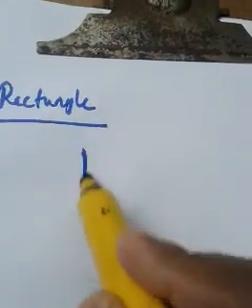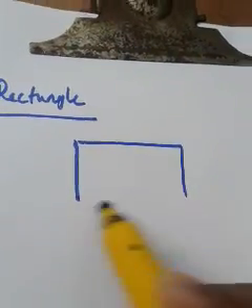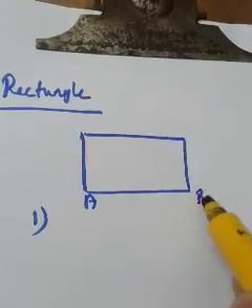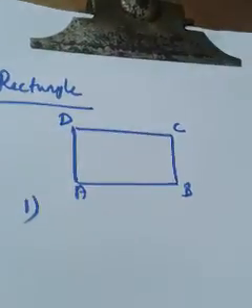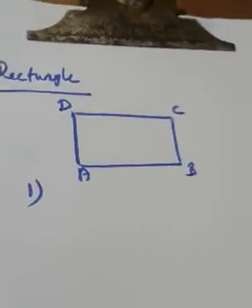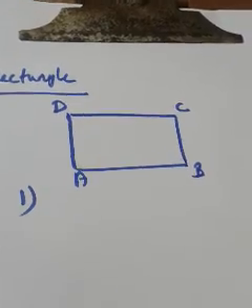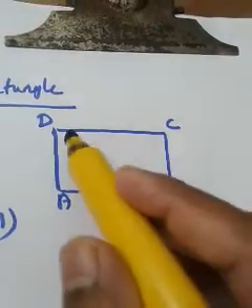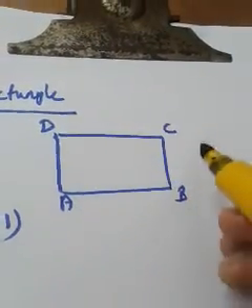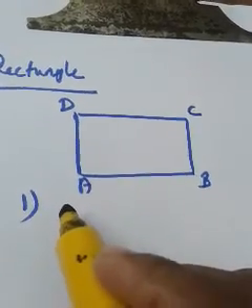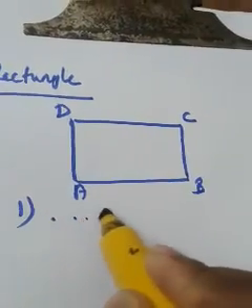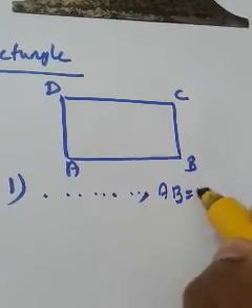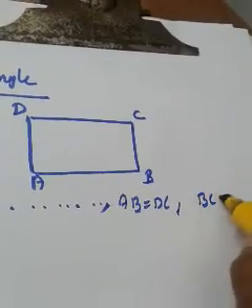I'm going to draw the figure of a rectangle. If you name it ABCD, the name of this rectangle is ABCD. Which properties do you already know in the case of rectangles? Tell me. The first property is that opposite sides should be equal. That means AB should be equal to DC and AD should be equal to BC. So you can write that opposite sides are equal, means AB is equal to DC and BC is equal to AD.